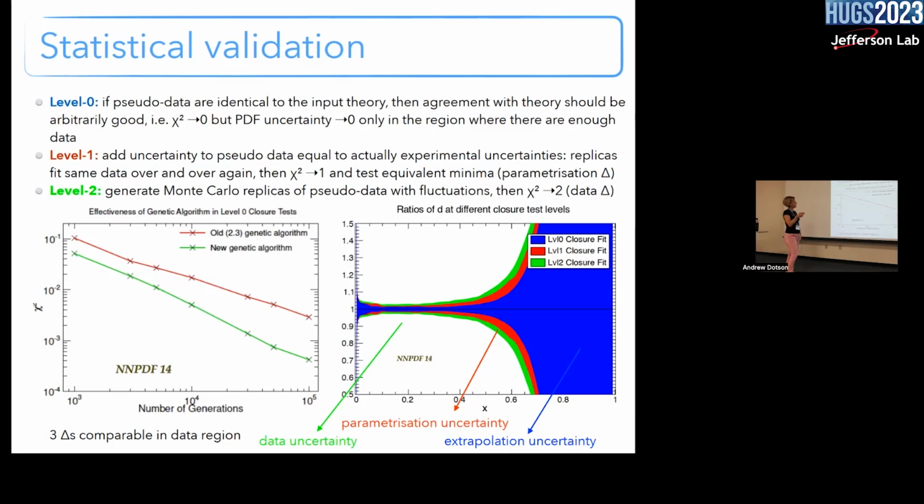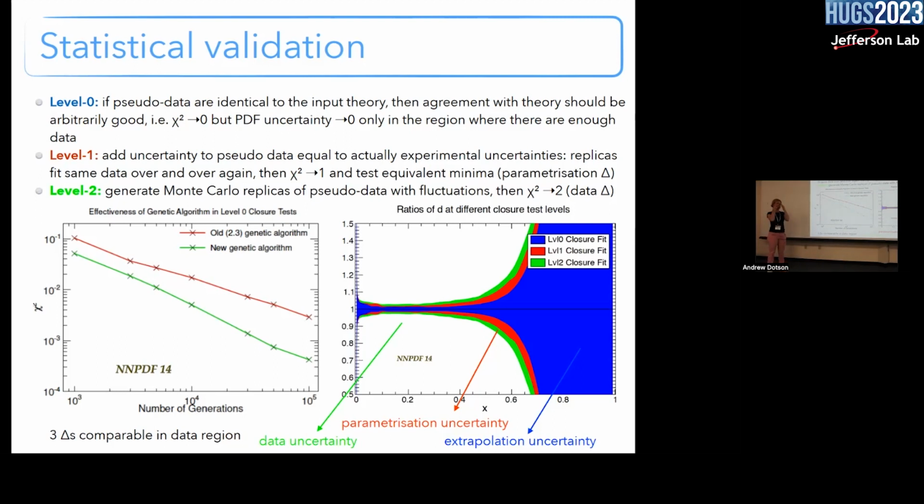Then level 1, you add uncertainty to the pseudo data, which is equal to the actual experimental uncertainty. And then you generate the replicas, fitting the same data over and over again. At that point, the chi-square should go to 1, because that's when you have experimental noise. The chi-square is not 0, but has to go to 1. And there you test the equivalent minima. The difference is because you have many different equivalent minima that give you the same good fit. And then you can generate Monte Carlo replicas. At that point, the chi-square has to go to 2 because there are 2 fluctuations. And this is if you want the data uncertainty.